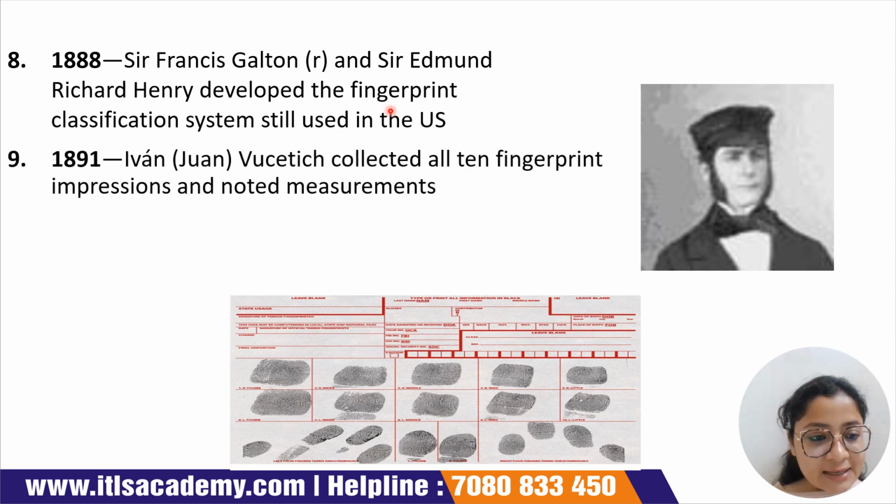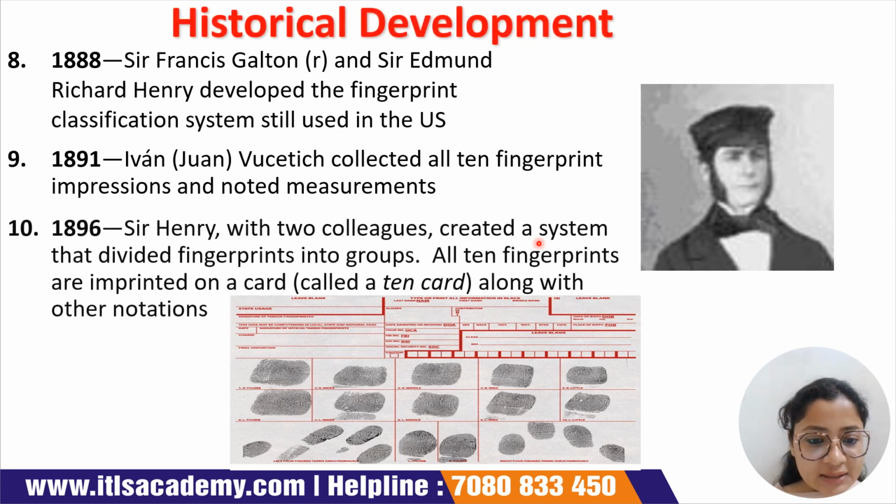Then in the year 1891, we had Ivan Juan Vucetic, who collected all 10 fingerprint impressions and noted the measurements. And then in the year 1896, we have Sir Henry with two colleagues. I think this is the image of Sir Henry. So he, along with two colleagues, created a system that divided fingerprints into groups.